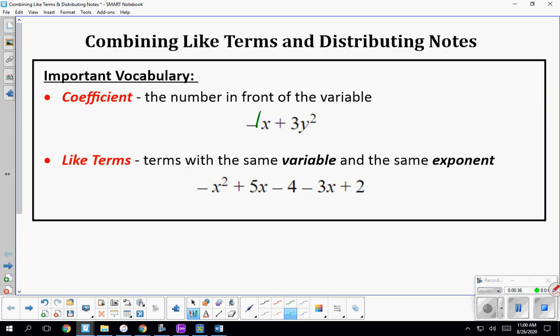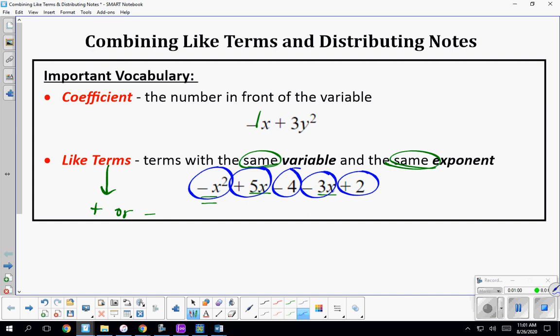Like terms are terms that have the same variable and the same exponent. So these are like terms, but x squared is a different term because it's an x squared. A term is something that's being added or subtracted. So like here, this is a term, this is a term, this is a term, this is a term, and this is a term. Since we're adding and subtracting, we're just counting how many we have. So that's why these two are separate terms, because one is an x squared and one is an x, and we can't group them in the same group when we're counting.